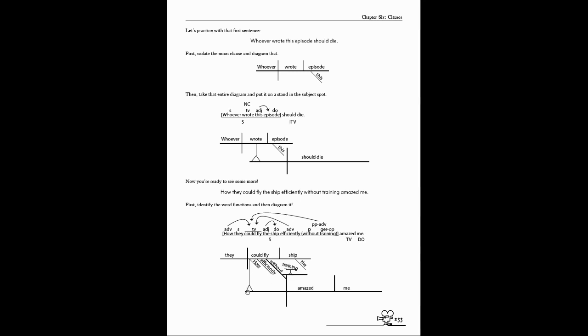Same thing like this one. You needed this one super tall. How they could fly the ship. They could fly it how. They could fly it efficiently. They could fly it without training. So you got a little gerund in here as the object of the preposition without in your prepositional phrase, telling you how, making it an adverb. So all of that stuff has to fit and somehow not get involved with the rest of the lines of your sentence. So I could probably have given you a little more space here to show that the without training is just part of the noun clause acting as the subject.